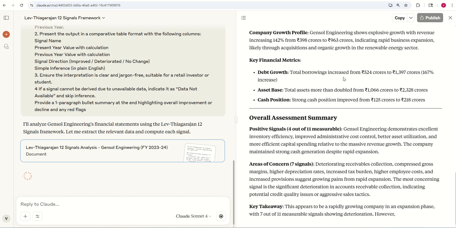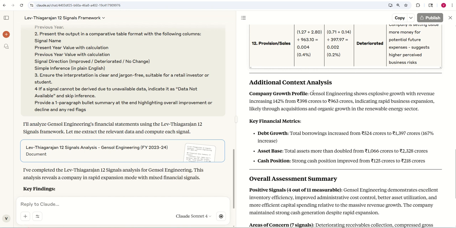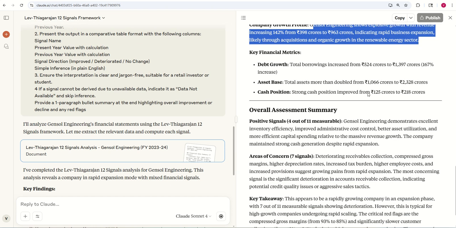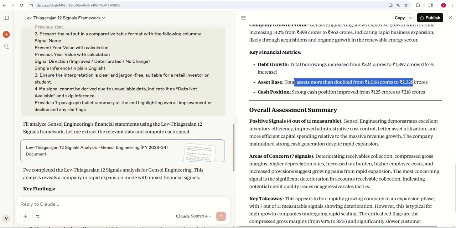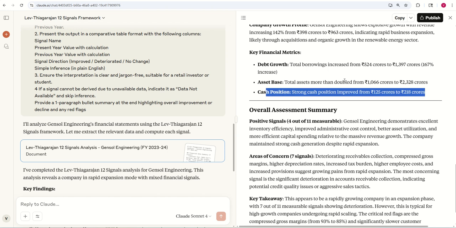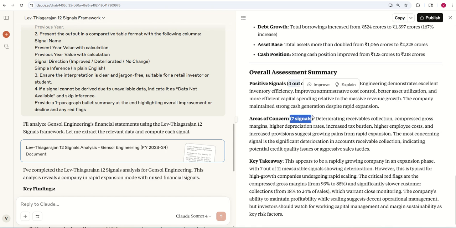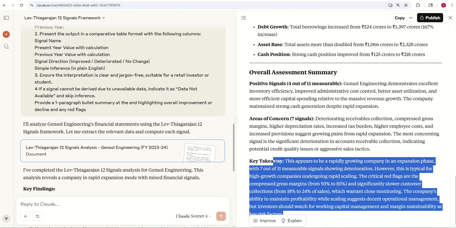So now it is giving a summary. There is some additional context analysis. Gensol has shown explosive growth, indicating rapid business expansion through acquisitions and organic growth. Financial metrics: total borrowing has increased, assets have almost doubled, and there is a strong cash position. Overall summary: out of 11, only 4 are good, and areas of concern are 7. Key takeaways summarize the analysis from the Lev Thiagarajan model.